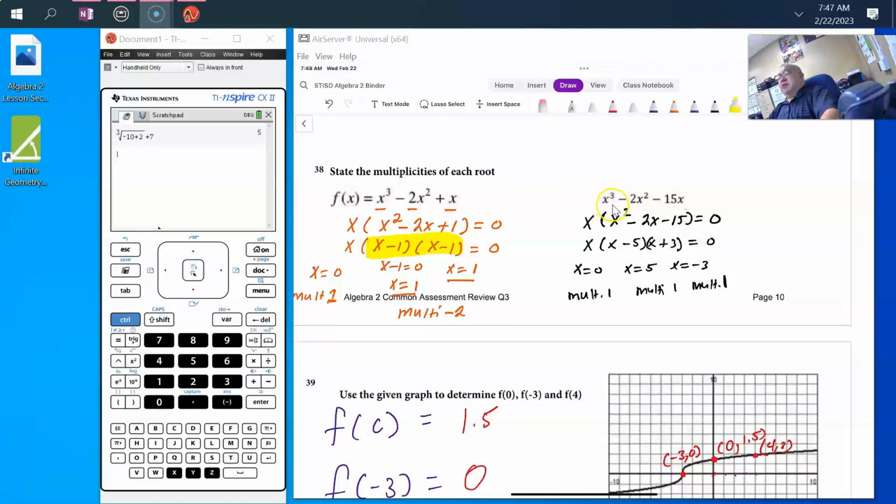X cubed minus 2x squared minus 15x, the greatest common factor is x. So you have x squared minus 2x minus 15 after factoring out the x. You find the factors of -15, which are -5 and 3. Since we have one of each, that's a multiplicity of 1.